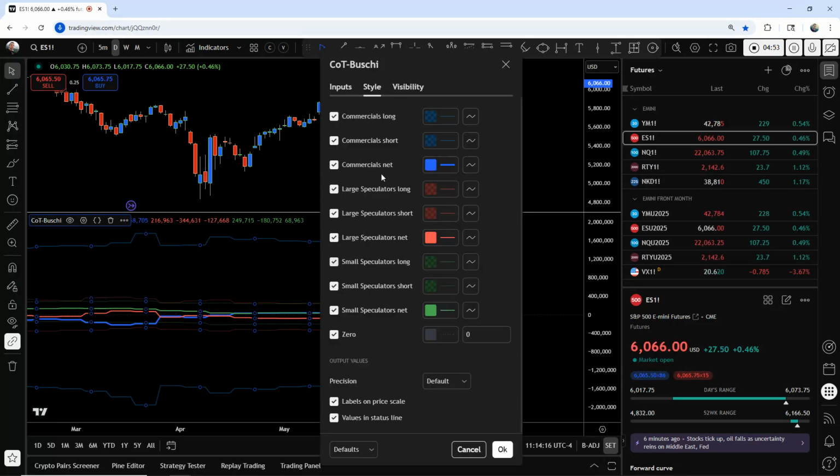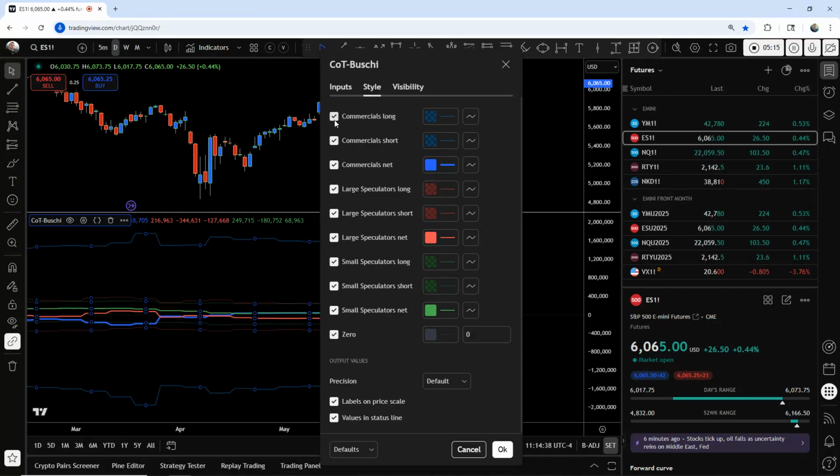And you see all these settings: commercials, long, short, net, long, large spec. Now on the old report, the government data report, it's commercials, non-commercials, and non-reportables. But the indicator makes it actually easier. Commercials, long speculators, that's the non-commercials. We'll talk about that later. And then small specs, non-reportable.